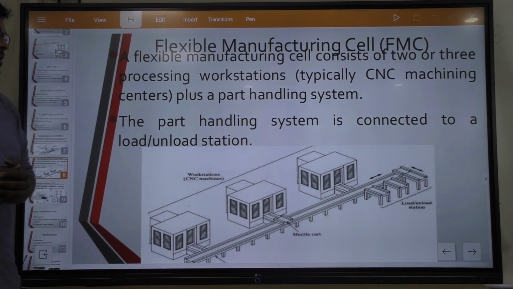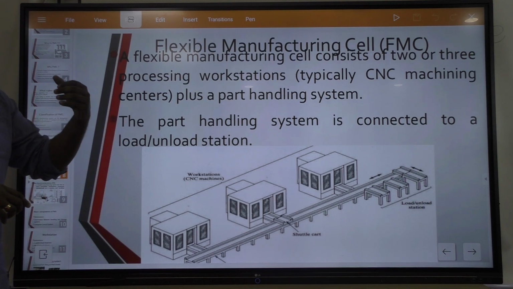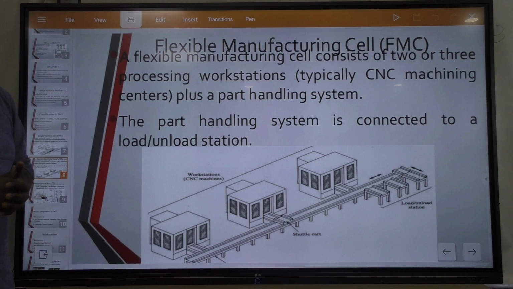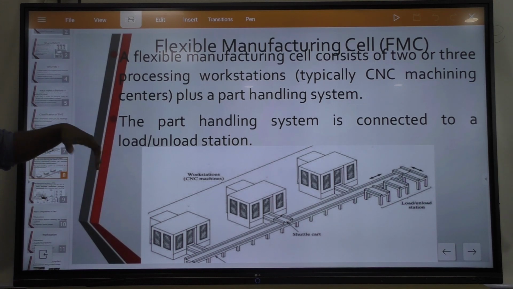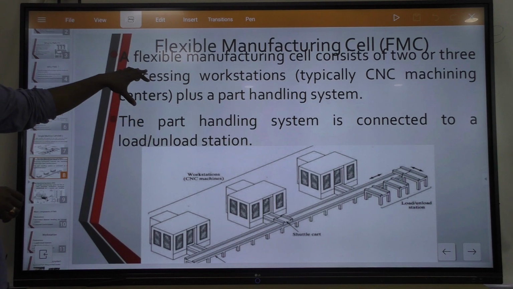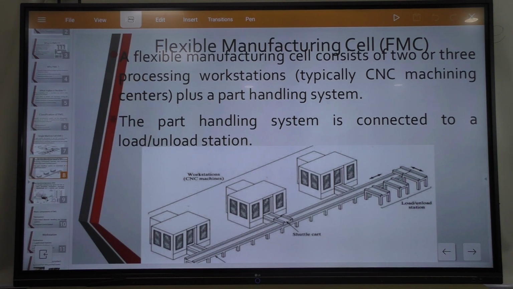Now suppose it will be helpful in another way: whatever workpiece or tool material we use in the machining operation, we cannot go for it in an individual way. We can put it in this cell, and according to our requirement, whatever we need at the time of machining, we can directly call that and use it by the help of this flexible manufacturing cell.